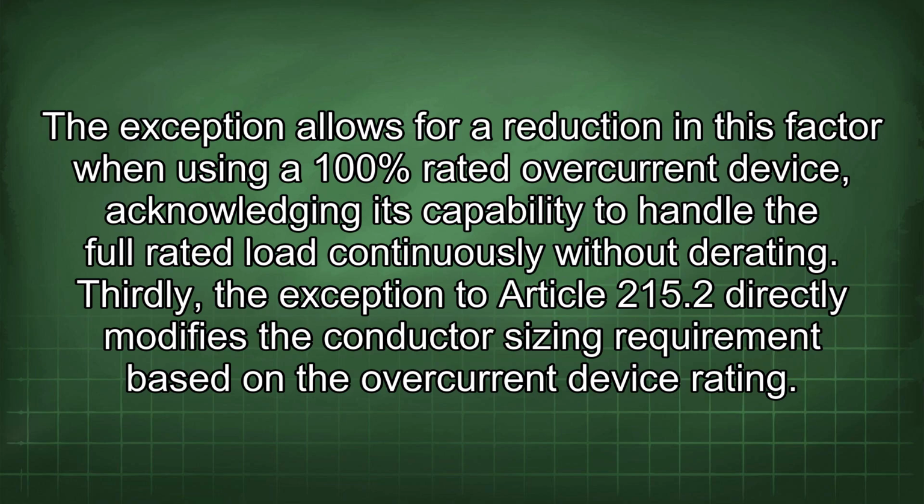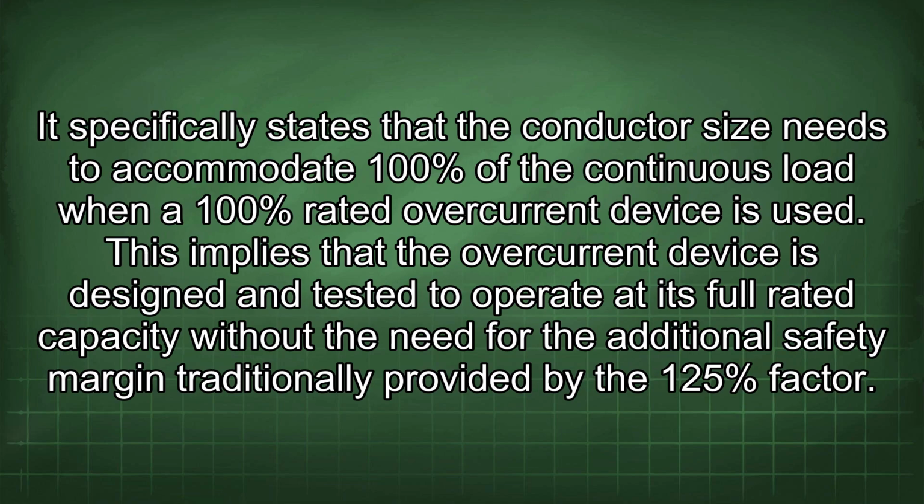Thirdly, the exception to Article 215.2 directly modifies the conductor sizing requirement based on the overcurrent device rating. It specifically states that the conductor size needs to accommodate 100% of the continuous load when a 100% rated overcurrent device is used. This implies that the overcurrent device is designed and tested to operate at its full rated capacity without the need for the additional safety margin traditionally provided by the 125% factor.